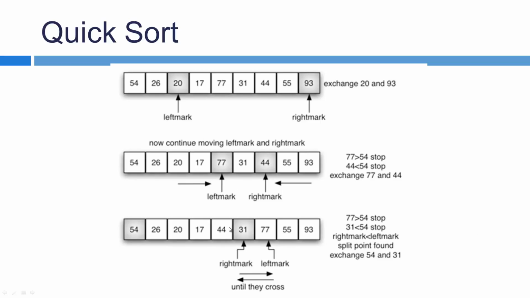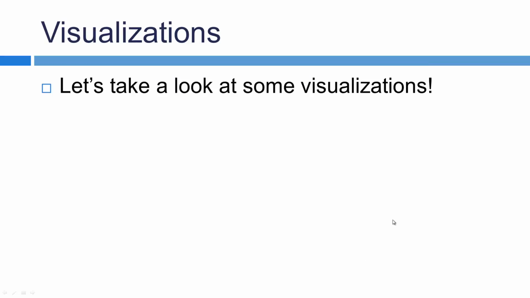Now you'll notice the right mark having moved over to 31, and the left mark having moved over to 77, the right mark is now less than the left mark. So we found what we call the split point. What we do now is exchange 54, the pivot value, and 31, the right mark. Note that we go until the right mark and the left mark cross. To continue, let's take a look at some visualizations to get a better understanding of this Quicksort algorithm.